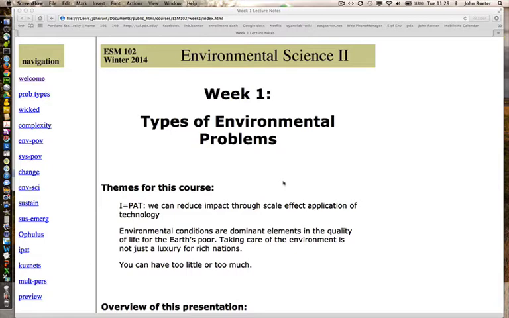The other thing, just as a sort of sideline theme for the course, is that everything we talk about, you can either have too little of it or too much of it, and we're trying to find just the right amount of development or help so that we can mitigate these environmental problems and improve the environment.